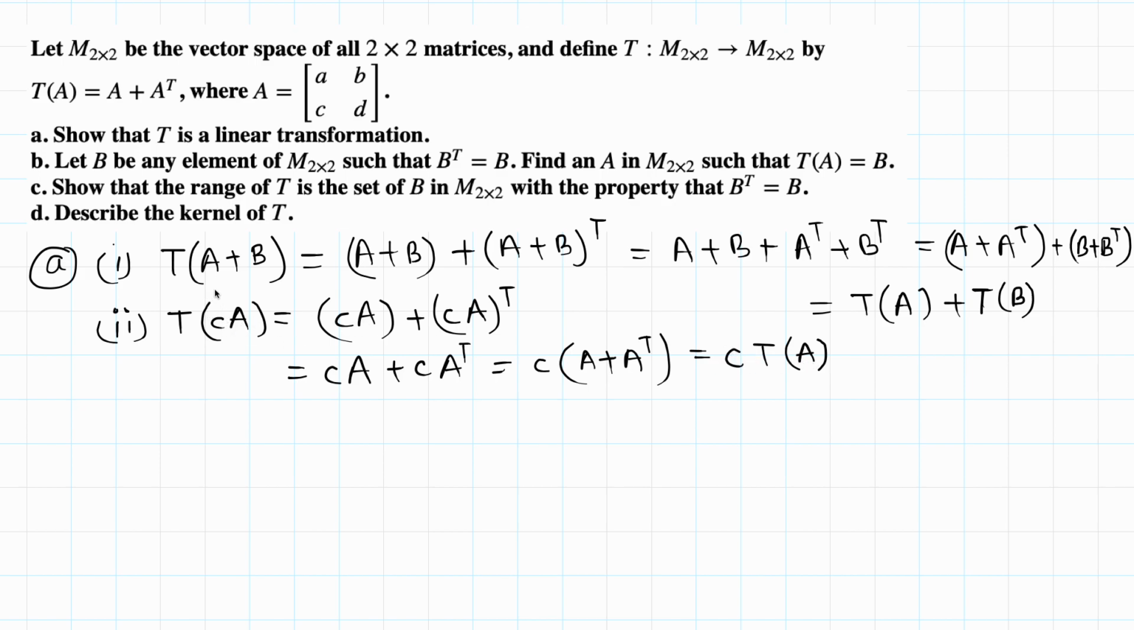Okay, this one is for all. I need to write down, okay, somewhere, for all C in R. So at the beginning, I need to write down for all A and B coming from the domain M22. For all, this is true. So this shows that T is a linear transformation.